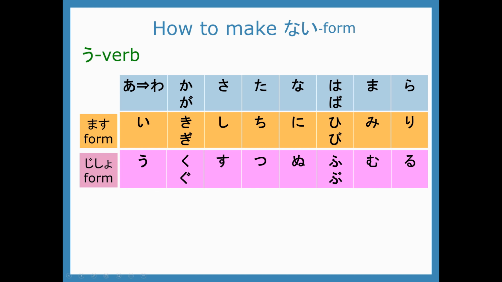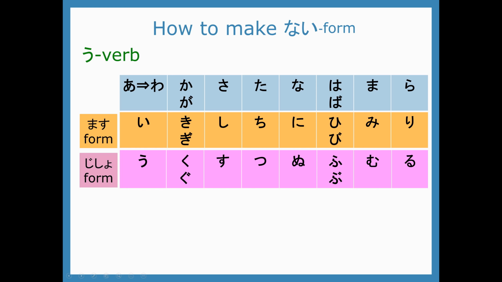Hanasu, masu form is hanashimasu. Matsu, masu form is machimasu. Shinu, masu form is shinimasu. Asobu, masu form is asobimasu. Yomu, masu form is yomimasu. Wakaru, masu form is wakarimasu. So we're changing this u at the end to an e sound, right?